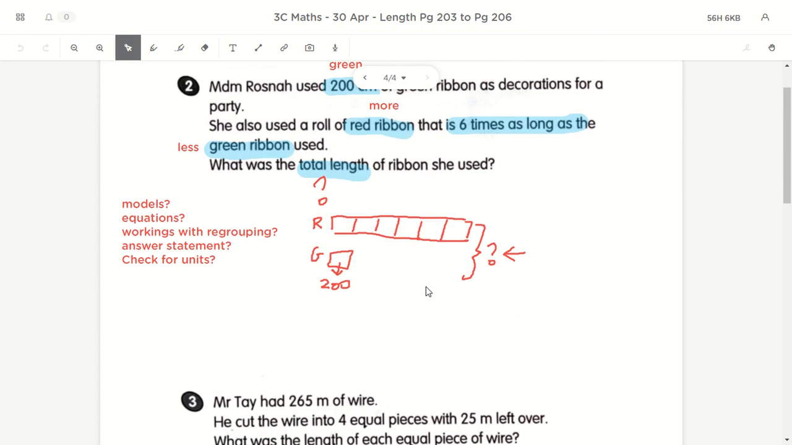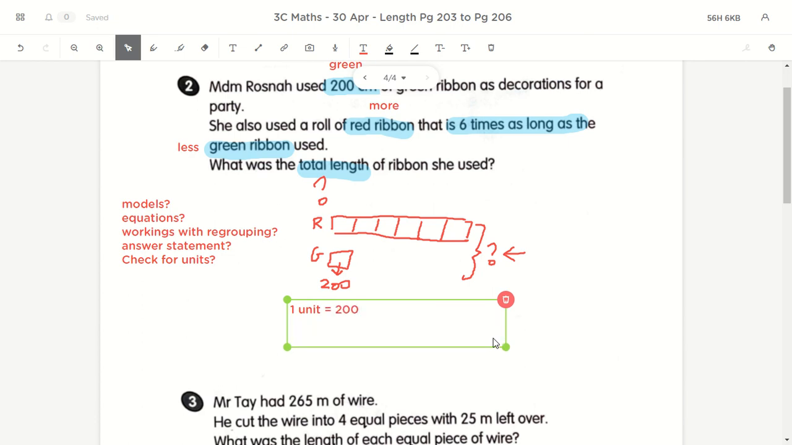So once you have the models drawn, I want to find the total. It is quite straightforward, because you know that altogether there are 1, 2, 3, 4, 5, 6, 7 units. So quite straightforward. Okay, let's write down. From this model you know that 1 unit is actually 200.